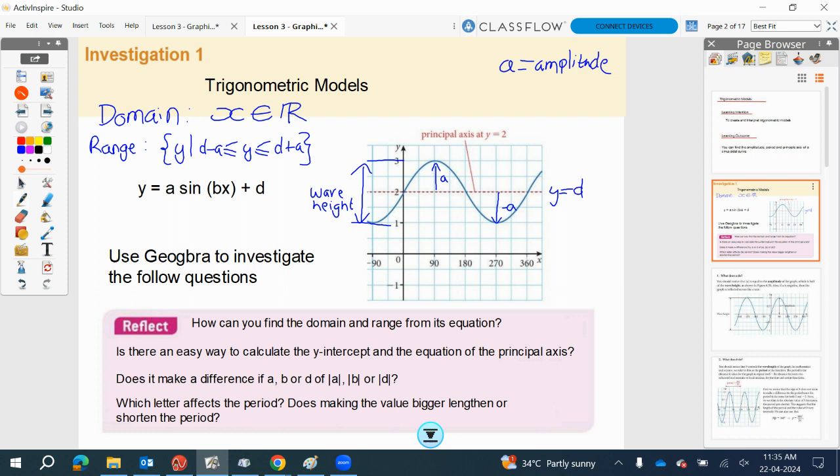D is our principal axis. B. Now B comes from this distance here. I'm going to do it from here to here. So from any point on the curve to where it repeats the pattern. So between two peaks, between two troughs, between two intercepts with the principal axis going up in the same direction, we get the wavelength. This is the wavelength.